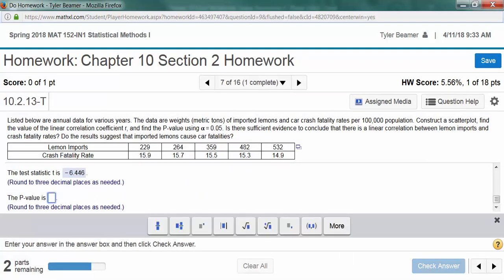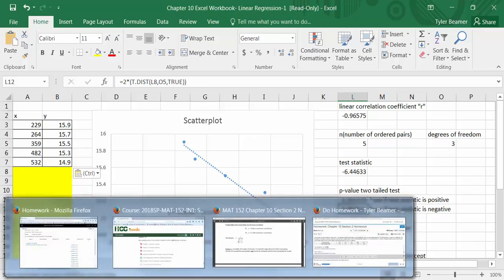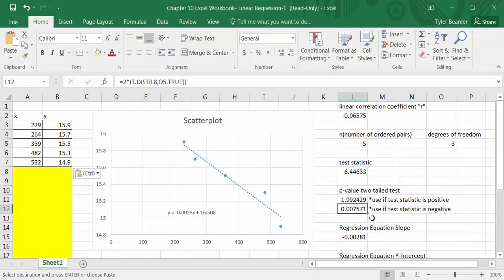Then it asks for the p-value. Notice that you are given 2 p-values here, and you want to use whichever one is associated with the sign of the test statistic. So you would use this p-value if the test statistic was positive. You use this p-value if the test statistic is negative. In this case, the test statistic is negative. So we want to use this p-value here. Let's go back and see what it wants us to round to. 3 decimal places once again. So 0.008.